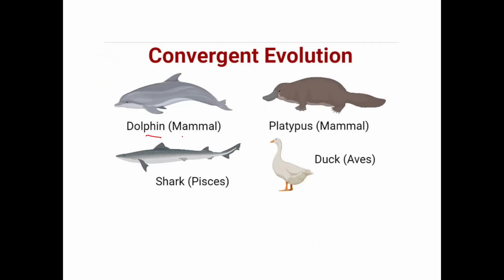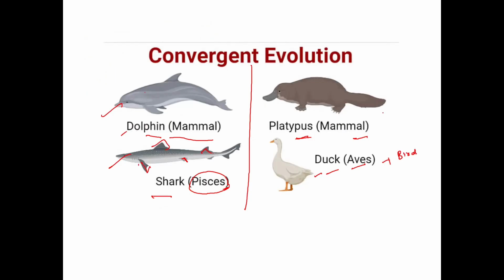Look, this is a dolphin, a mammal, but a shark is under the category of Pisces. Platypus is a mammal, but a duck is Aves. Both have fins for swimming and a streamlined body, but in this case you see they are different species. Similarly, the platypus is a mammal and the duck is a bird. Both are different species but share some similar function.